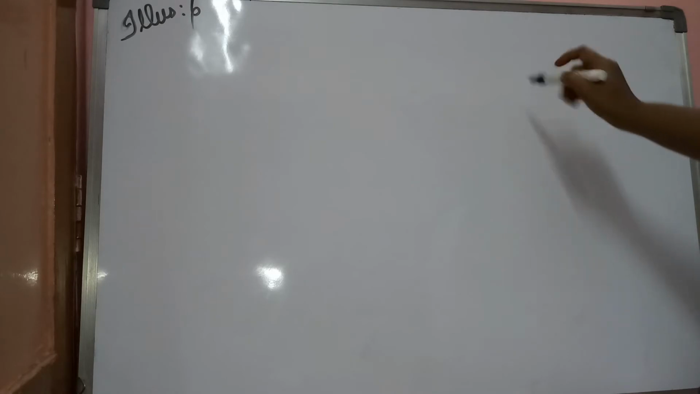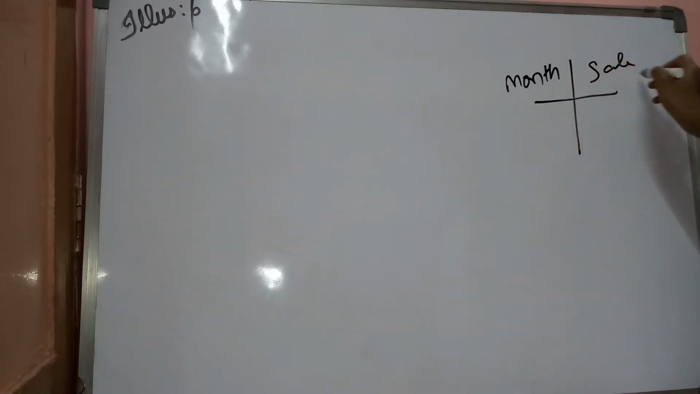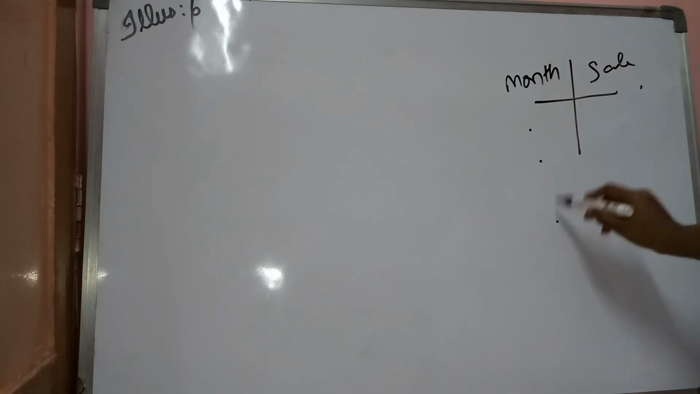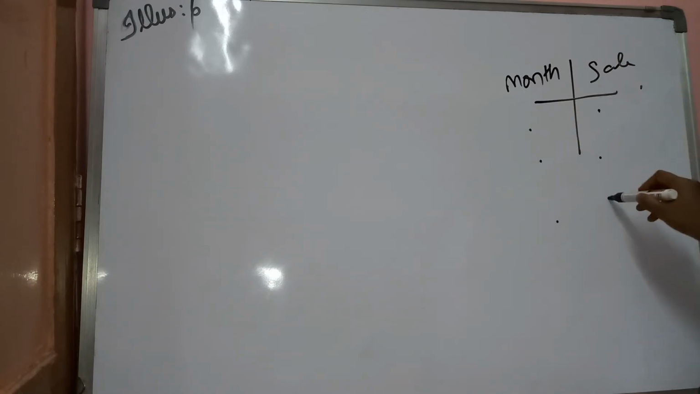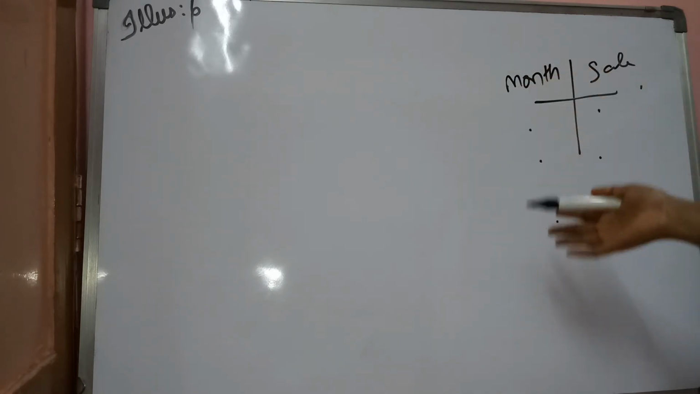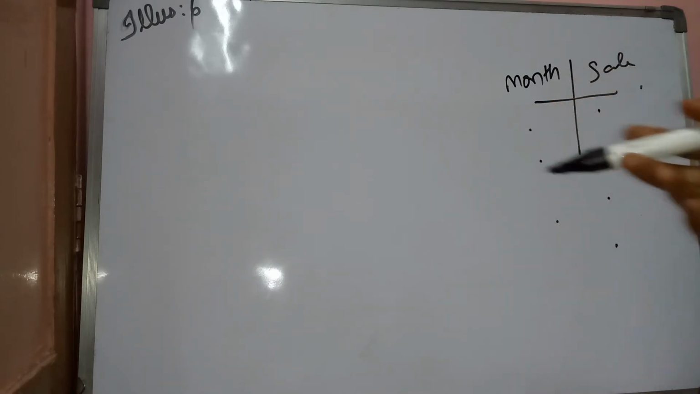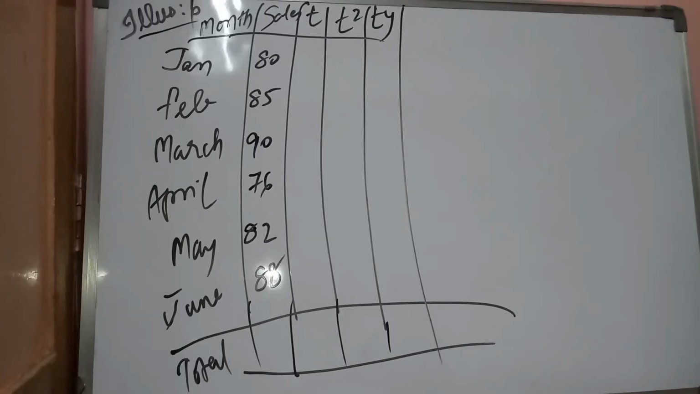So 2 columns again, month has been given to you and sale, this column also given to you. January, February, March like this. Then 80, 85, 90, 76 like this has been given to you. Now what you have to find out is the linear trend. So again make 3 columns, T, T square, Ty. Then find out accordingly. So let's do this. So like this you have to prepare the table. Month and sales has been given to you. Then prepare 3 columns, T, T square, Ty.